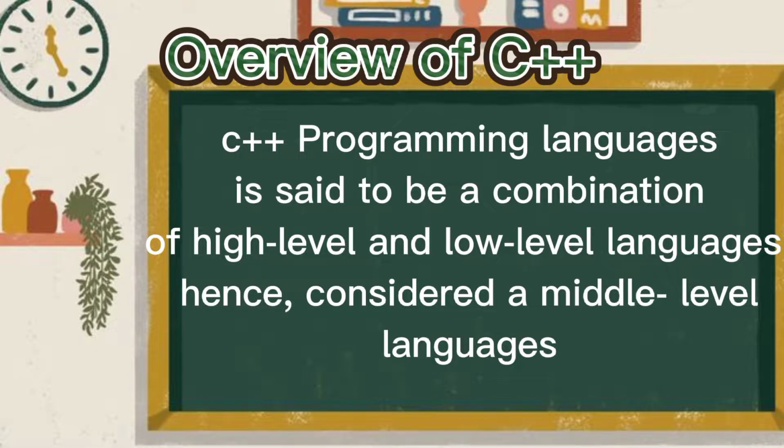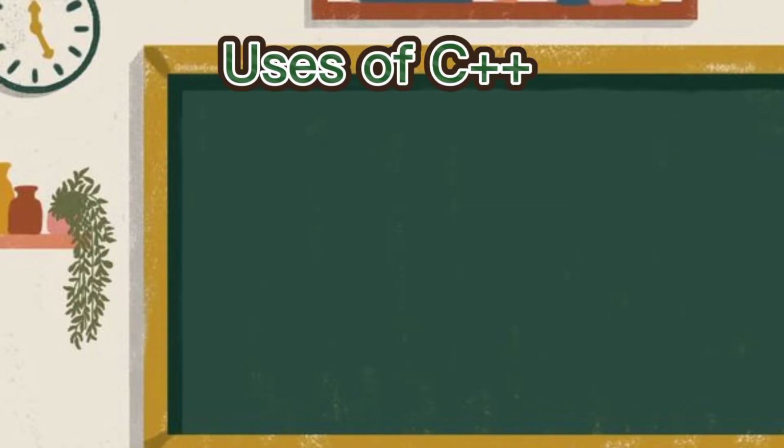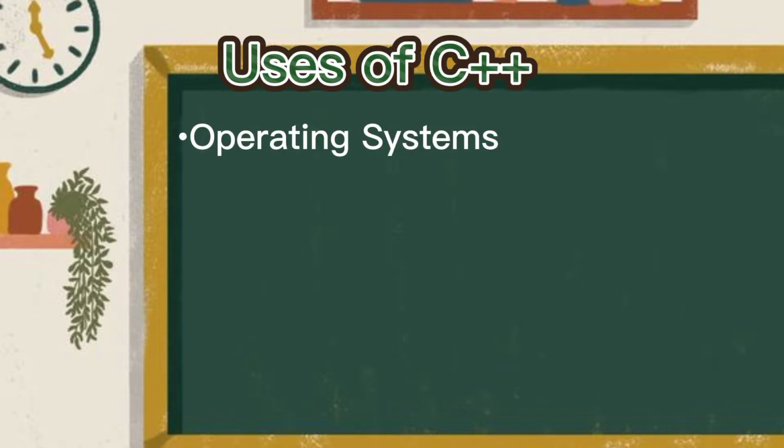Overview of C++. The C++ programming language is said to be a combination of high-level and low-level language. Hence, it is considered a middle-level language. Uses of C++. C++ is one of the primary choices in developing several applications. C++ is used for developing the following. Number 1, operating systems. Operating systems such as Microsoft's and a few parts of the Apple operating system are developed using C++.